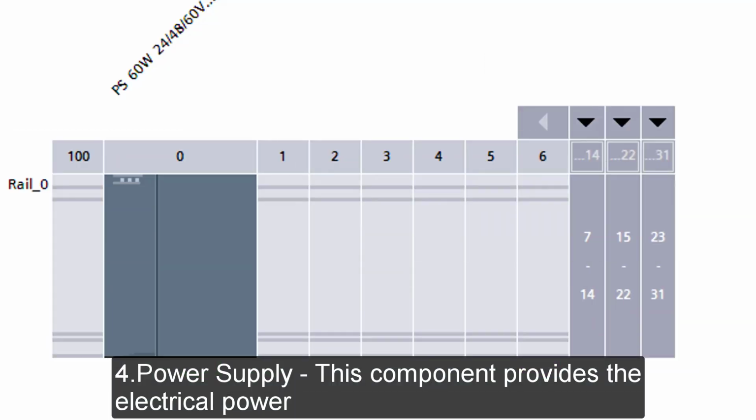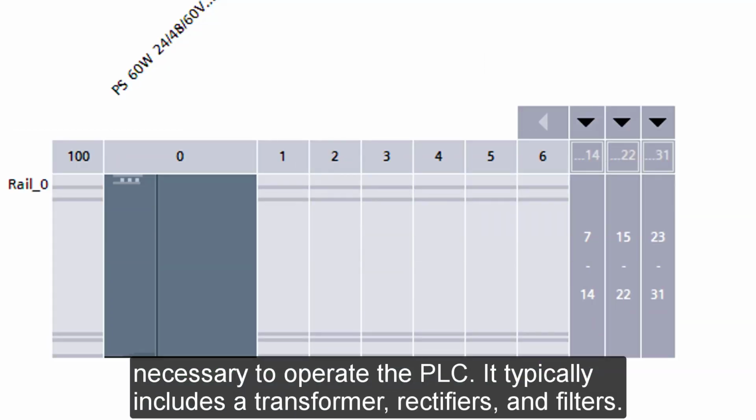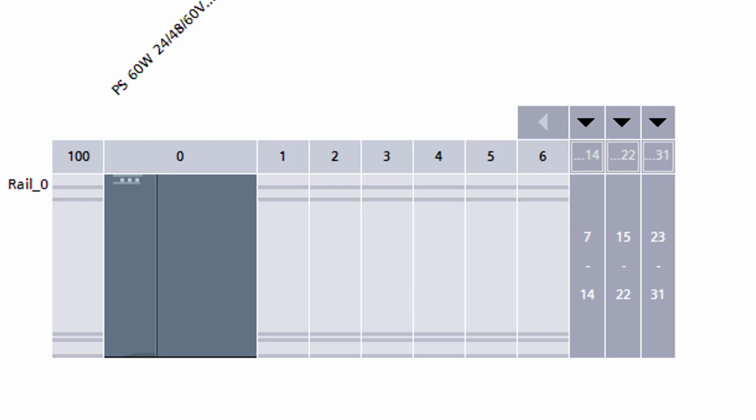4. Power supply. This component provides the electrical power necessary to operate the PLC. It typically includes a transformer, rectifiers, and filters.